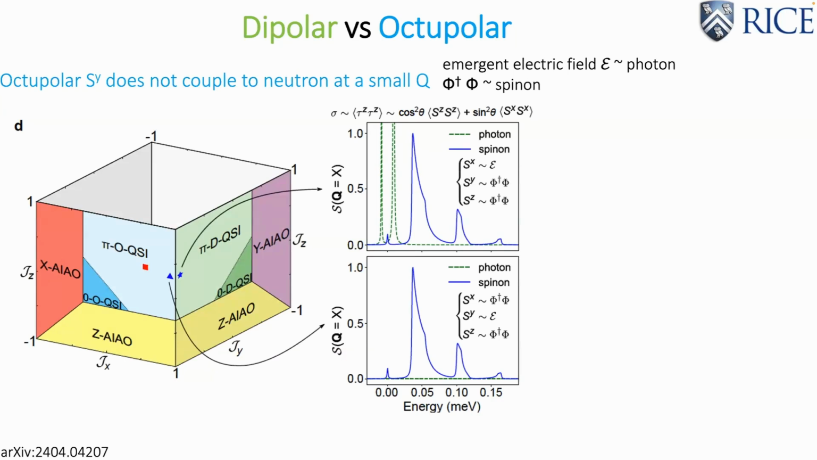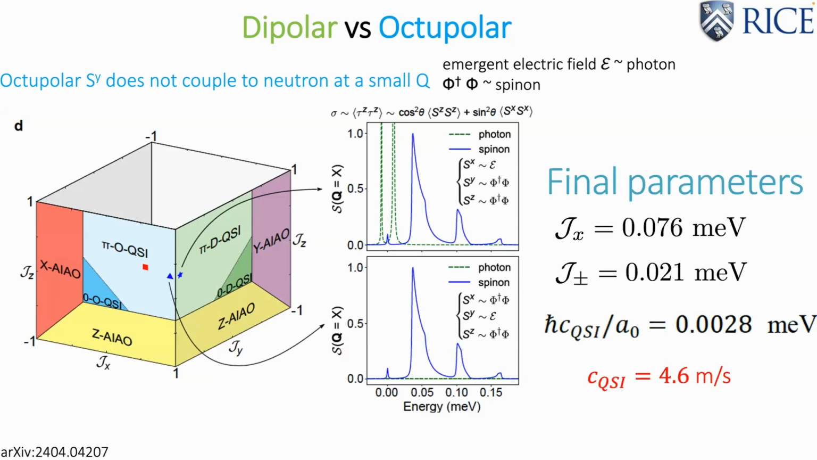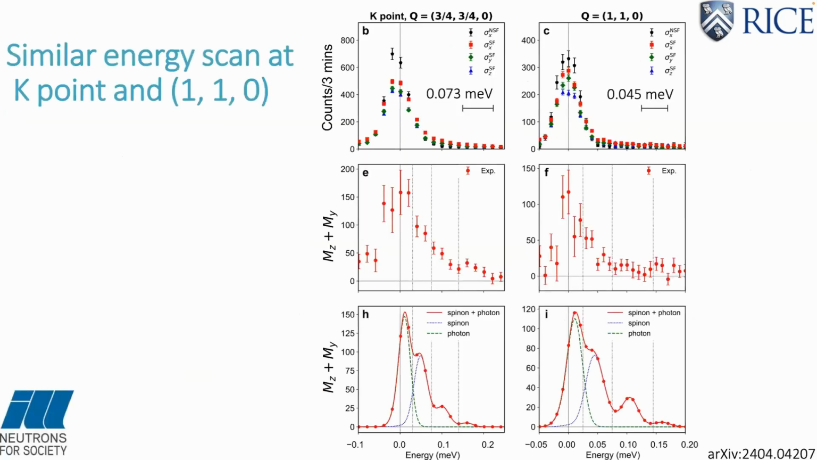For the other case, because the octupolar component does not couple to neutron, we can only see the spin-flip. In our experiment, we saw both photon and spin-flip, which corresponds to the pi flux dipolar quantum spin ice. And here are the final parameters. We calculated the speed of light in this quantum spin ice, which is 4.6 meters per second.